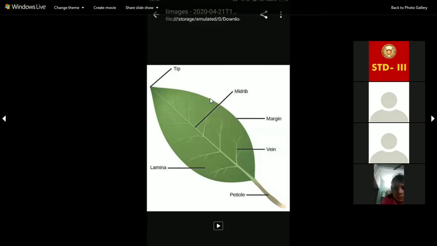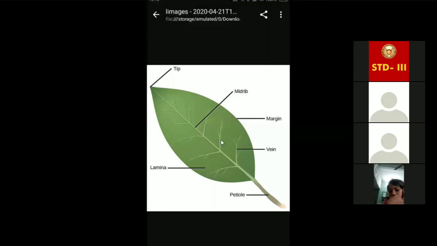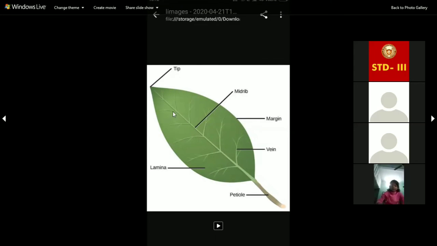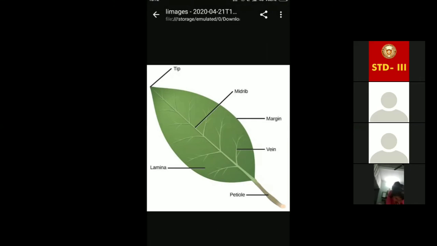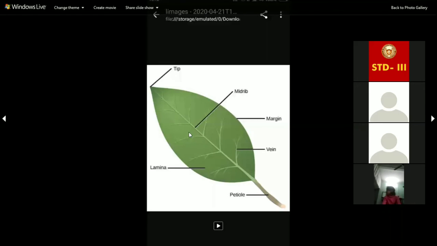Now this portion, that is the sideline of a leaf, is called the margin of a leaf. This total flat, broad, green portion of a leaf is called the lamina. This is the lamina. You can see in green, this total flat broad portion of the leaf is called lamina.